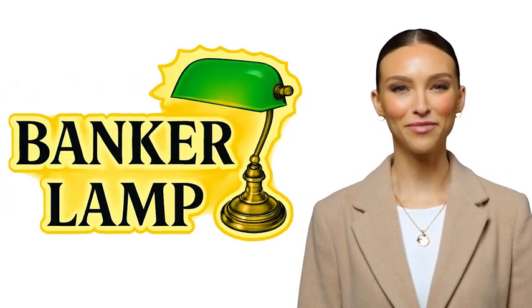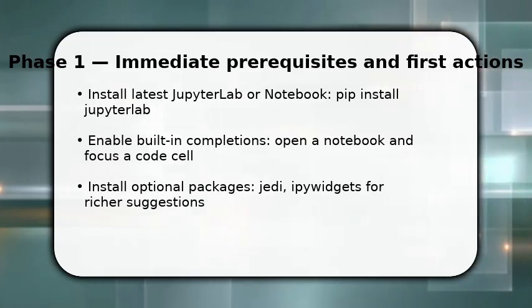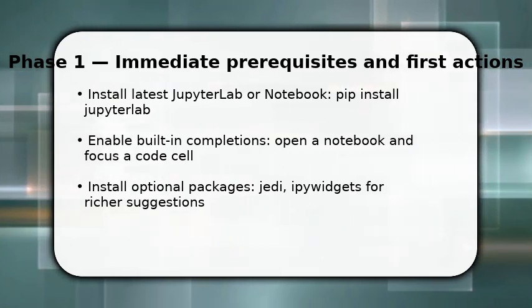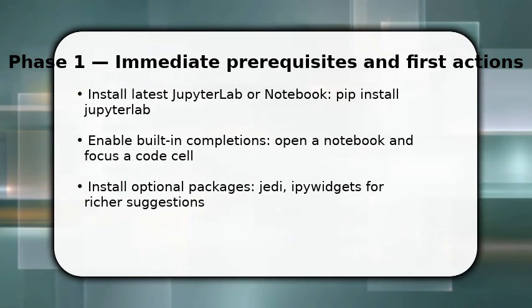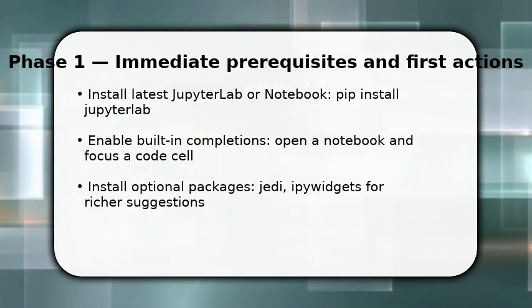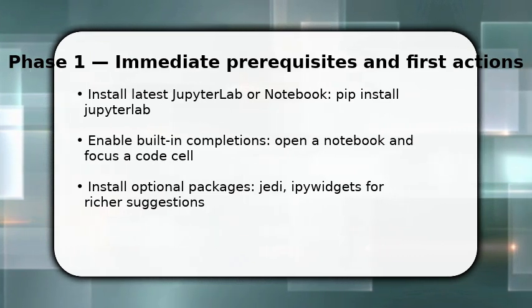Please enjoy the video. You start by confirming prerequisites, Python and Jupyter installed. Once done, open JupyterLab or Classic Notebook and focus a code cell. That triggers basic completions. Make sure Jedi is installed because Jupyter uses it for smarter suggestions. Install with pip if missing.